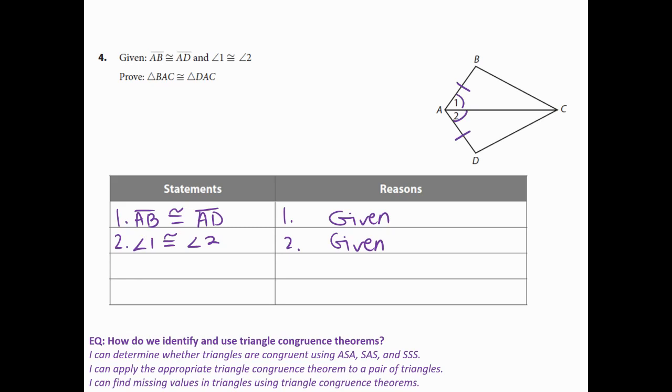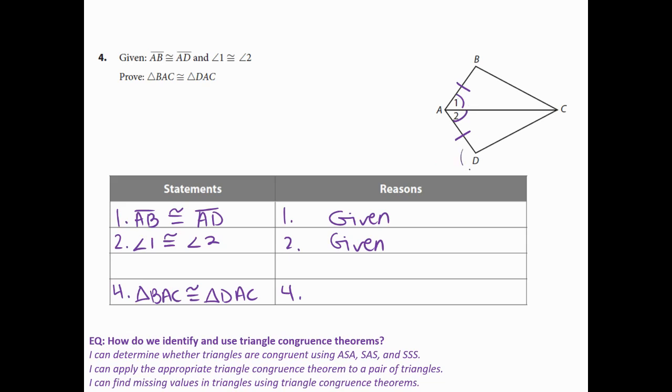So we are looking for the opportunity, or we're trying to prove, let's write that down. We're trying to prove triangle BAC is congruent to triangle DAC. We don't yet know the reason. So we're looking at two of our theorems. We have angle side angle or side angle side. Right now, we have a side and an angle.